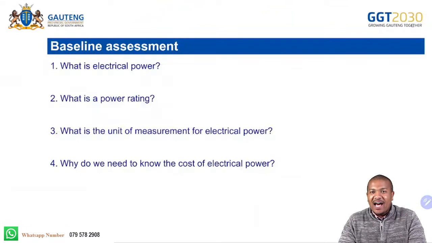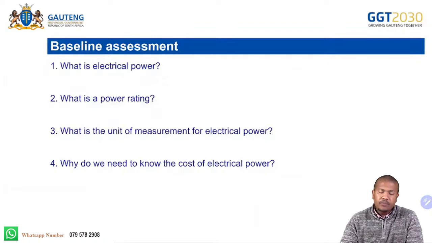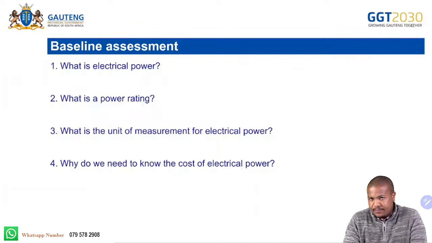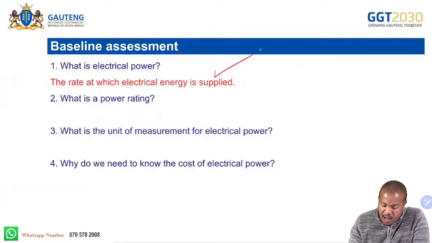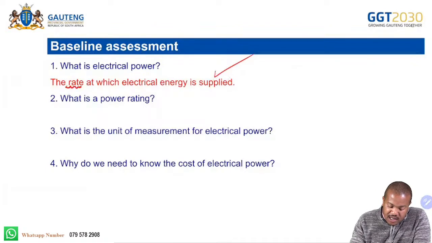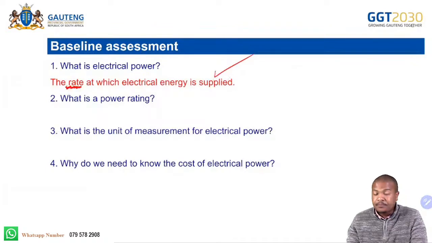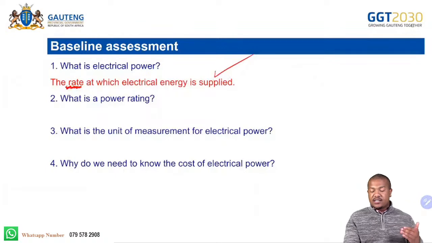Welcome back, grade 9s. Now we are going to look at the solutions. Number one was asking, what is electrical power? Electrical power is the rate at which electrical energy is supplied. The rate means how slow or fast electrical energy is supplied.